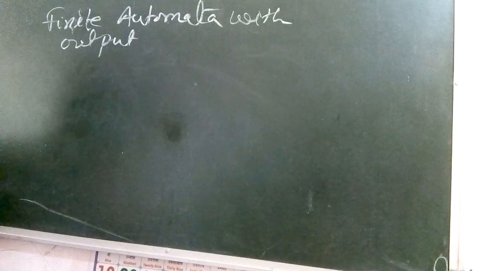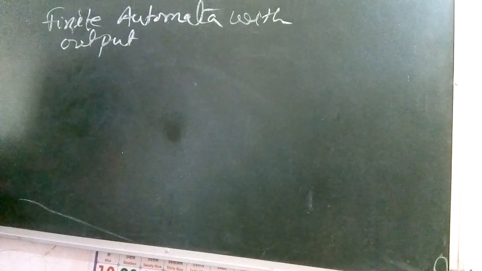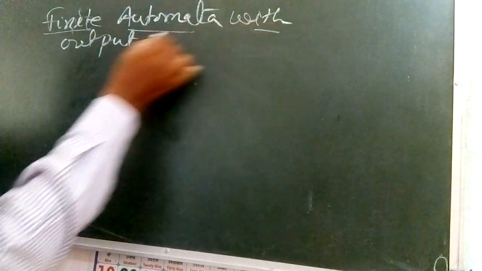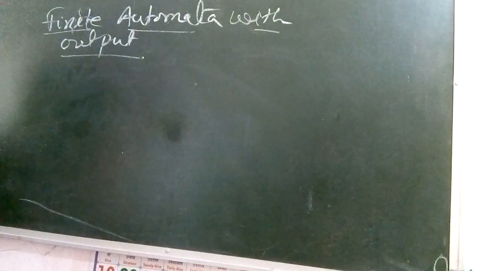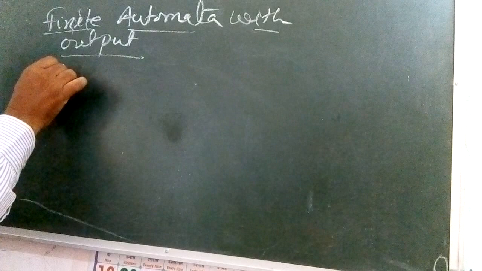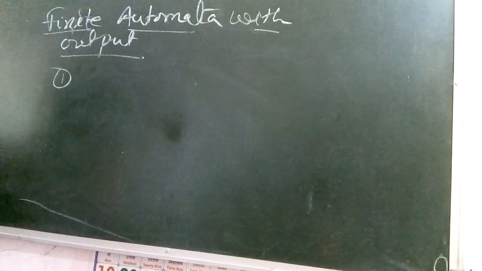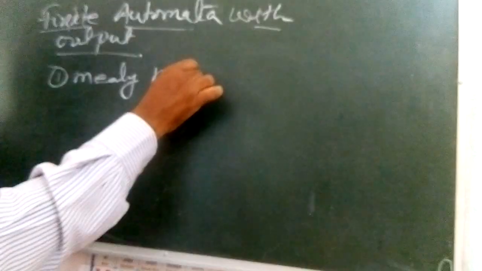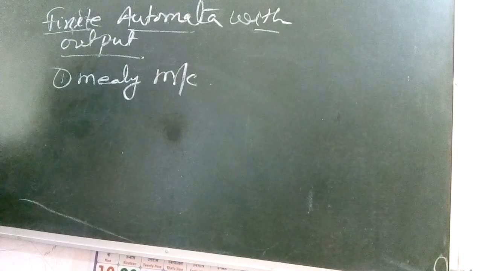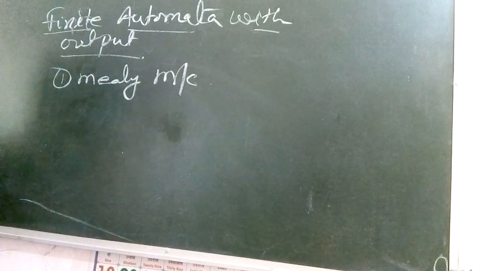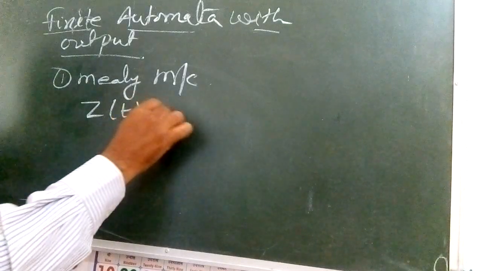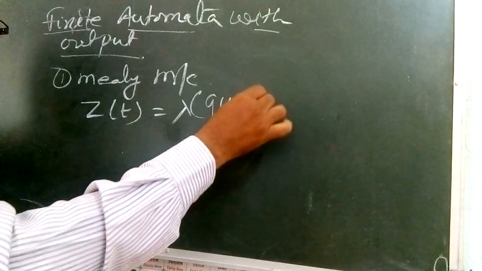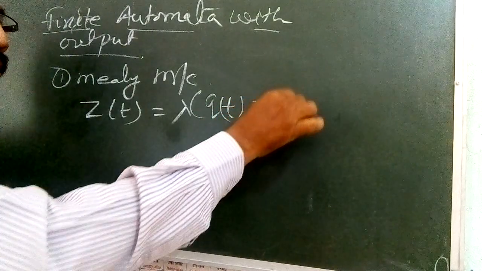Here we have two types of machines. These machines are called finite automata with outputs. One machine is the Mealy machine. In Mealy machine, the value of the output zt is a function of present state qt and present input xt.